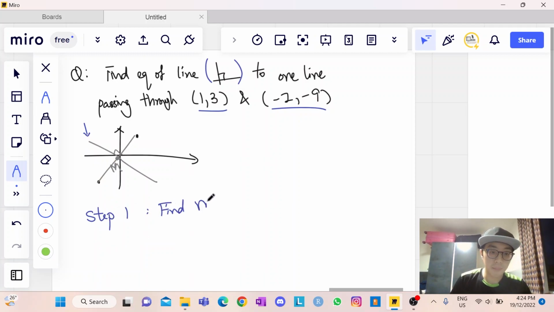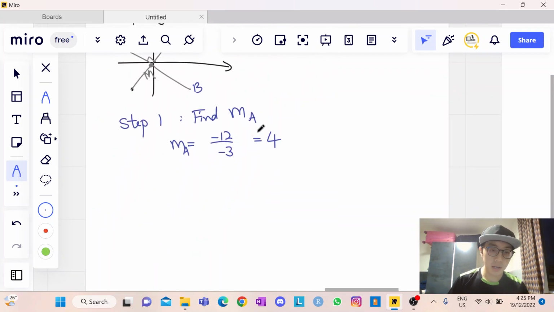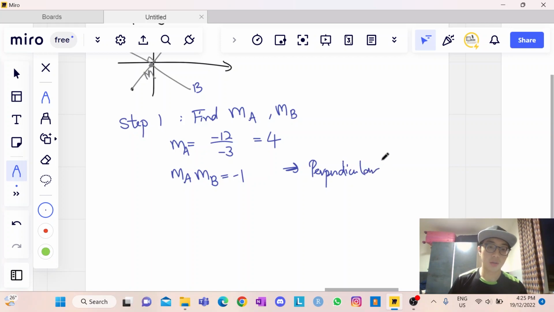Find the M of A. This is A, and B is the one that you want to find. Find the gradient of A. So gradient of A is easy. It's just y2 minus y1, which is -12, divided by x2 minus x1, which is -3. And in this case, you get 4. This is MA. After you get MA, you will need to find MB. MA times MB is equal to -1 because they are perpendicular. Therefore, you get MB is equal to -1/4.